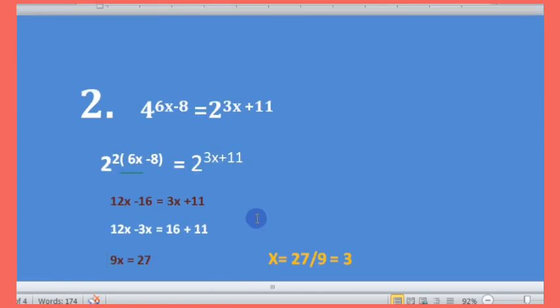So when we bring 3x to the left side, it would be minus 3x, and 16, when we take it to the right side, it would be positive 16. So 9x is equal to 27. Now dividing both sides by 9, the value of x will be 3.